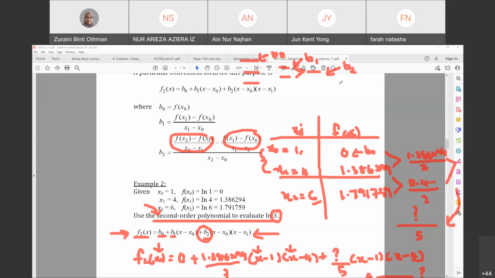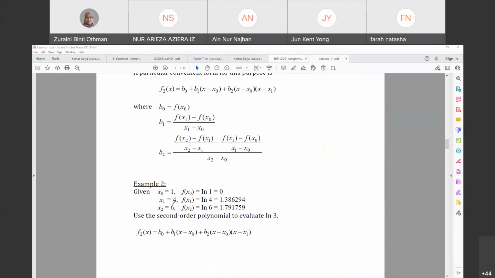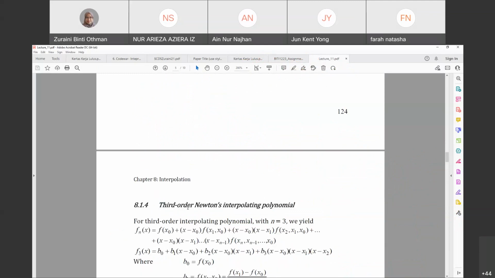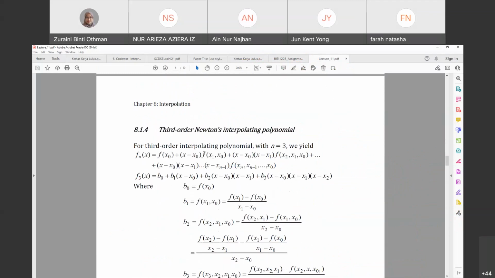This kind of table yang saya kata, so that you don't have to remember this formula, just know how to build this table, find the what we call gradient for this B1, then you get the B2 from this gradient, from the previous gradient. Okay, yang ni kita akan buat exercise juga besok. You can try this example also. And this is what we call third order polynomial.